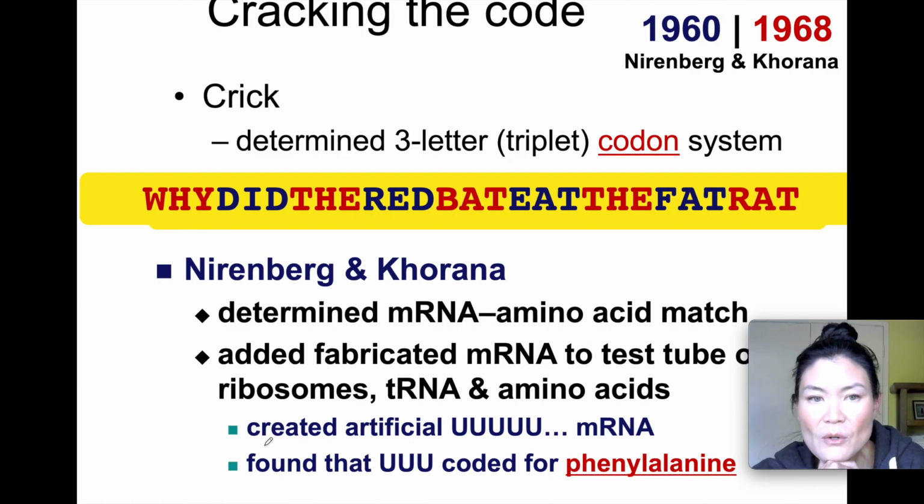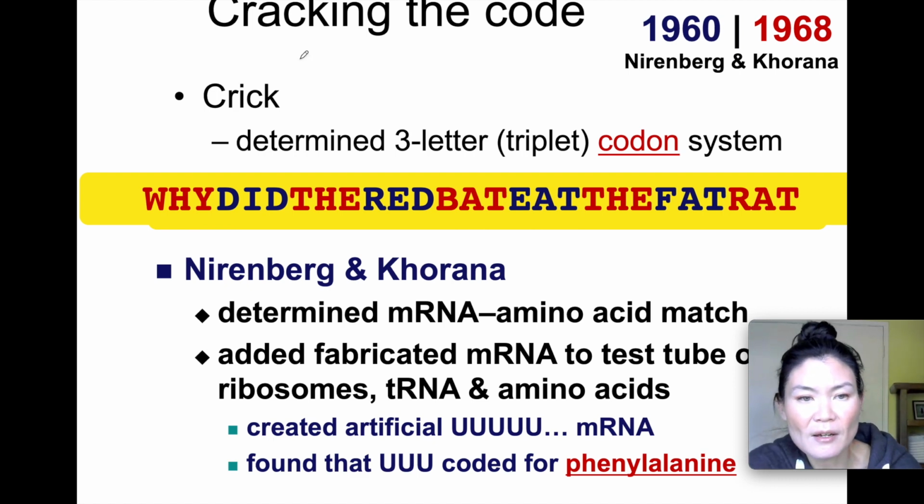Okay, so Francis Crick, Watson's partner, had determined that there was a 3-letter triplet codon system, but the 2 scientists that proved this were Nirenberg and Khorana. What they solved was that every 3 letters in the mRNA codes for a specific amino acid. It's sort of like in this sentence right here, every 3 letters is a word. On the mRNA, every 3 letters codes for a specific amino acid.